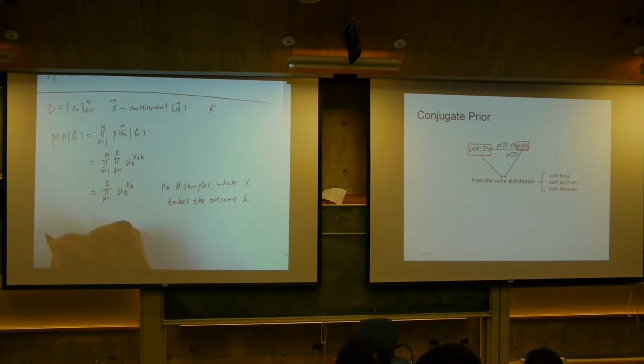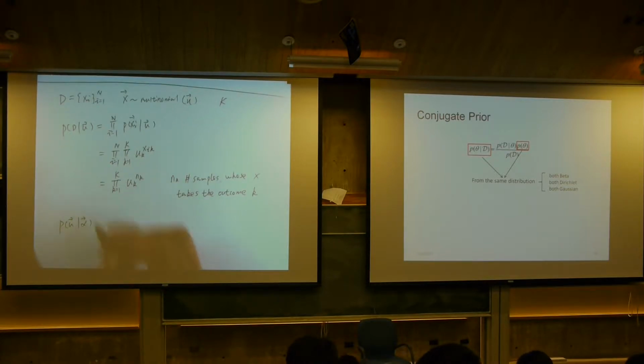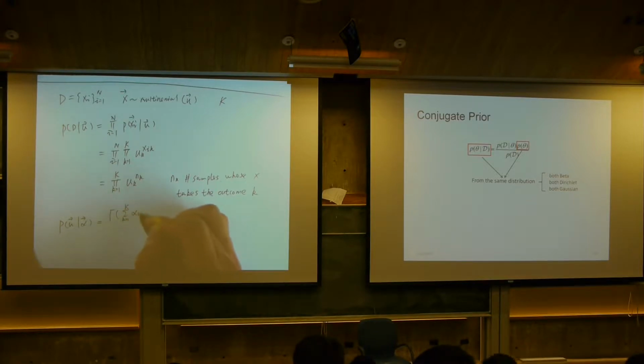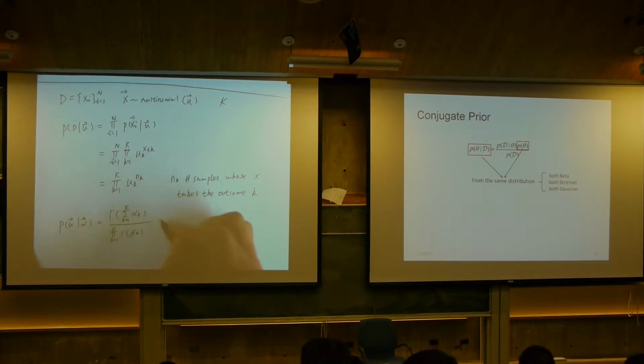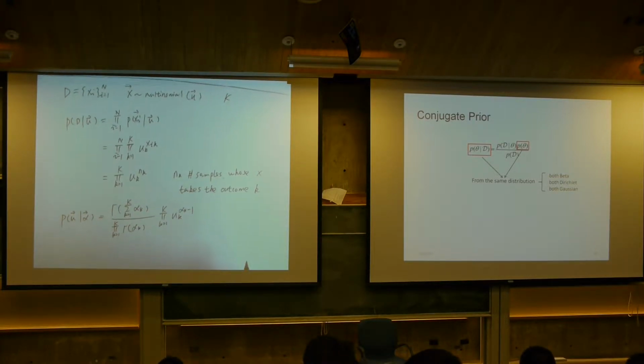Now we want to impose a prior distribution over the parameter mu, for which we are going to use the Dirichlet distribution. So p of mu vector parameterized by alpha vector. Alpha vector is a parameter in the Dirichlet distribution. This is the definition of the Dirichlet distribution.